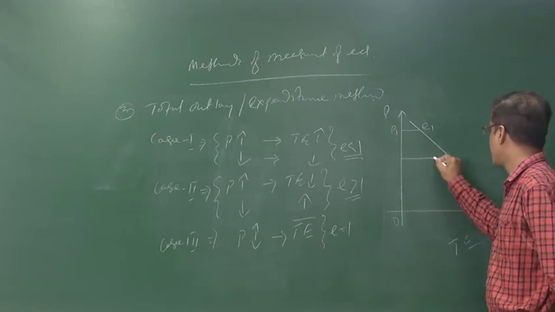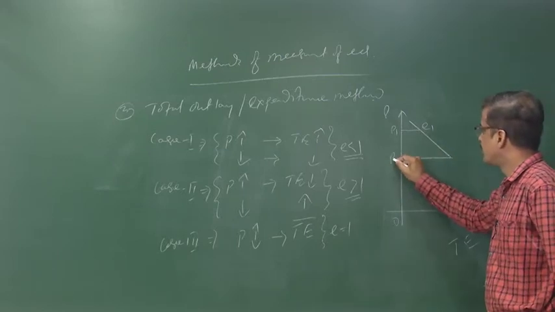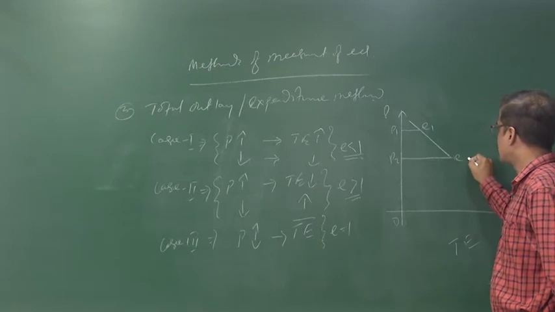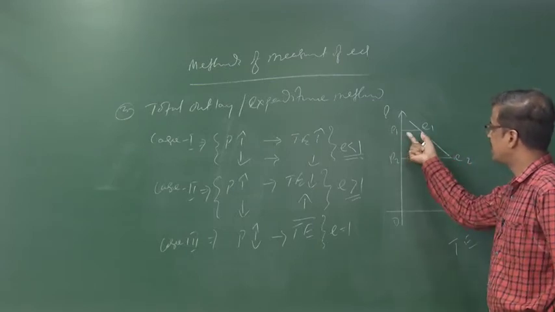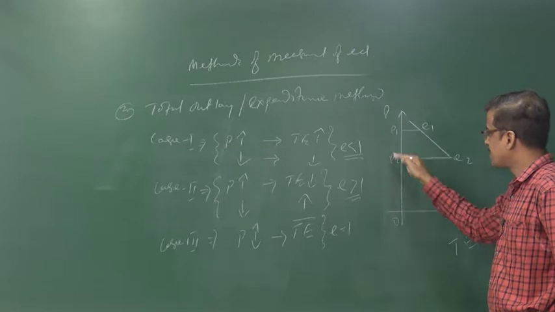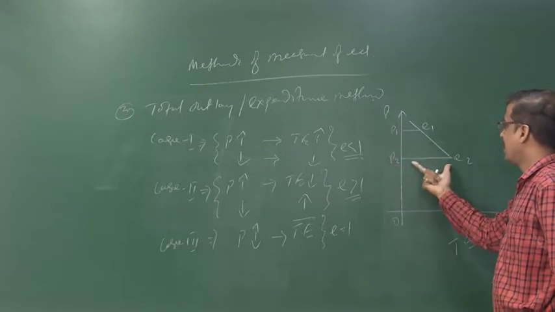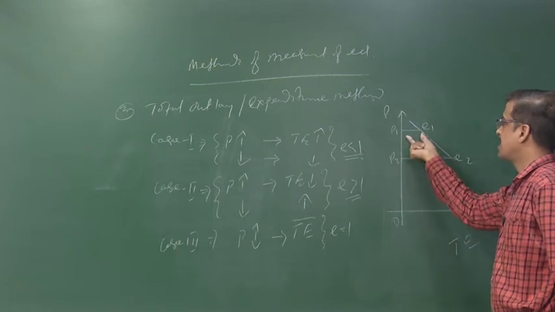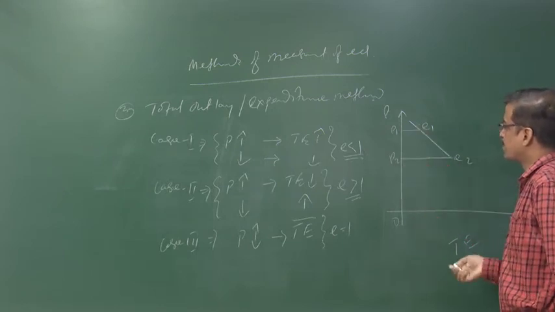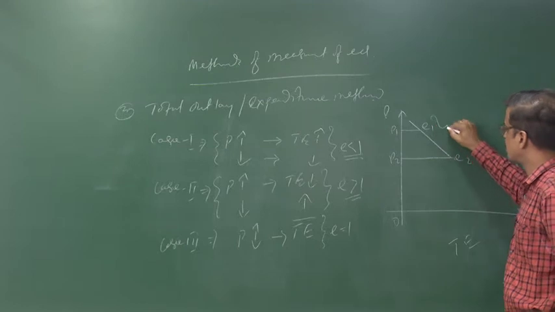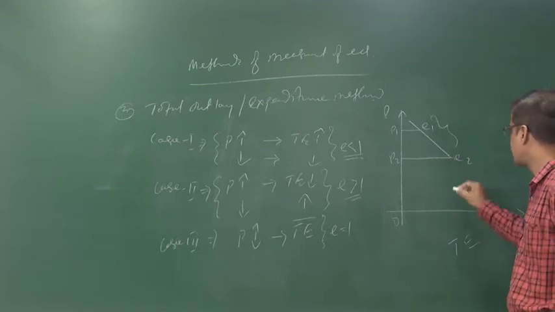When price falls to P2, expenditure also increases. Mark it: initially expenditure is this much, when price falls expenditure increases, right? When price falls expenditure increases, when price rises expenditure falls, okay. So for this portion, you have to calculate the elasticity in the same pattern.